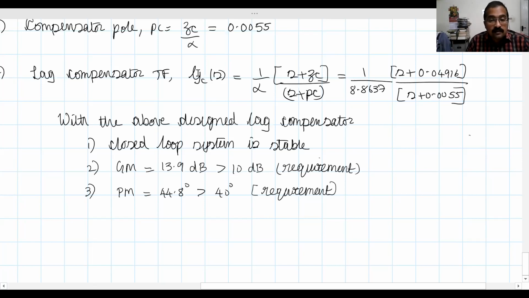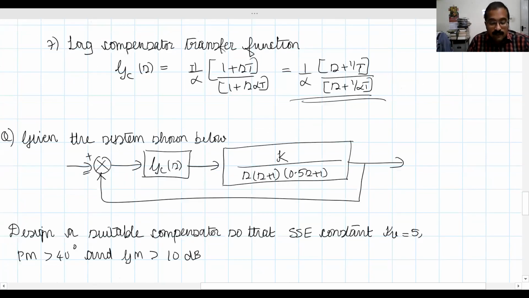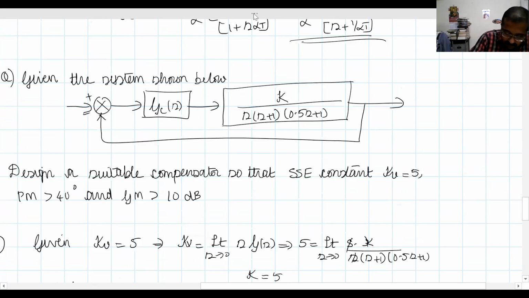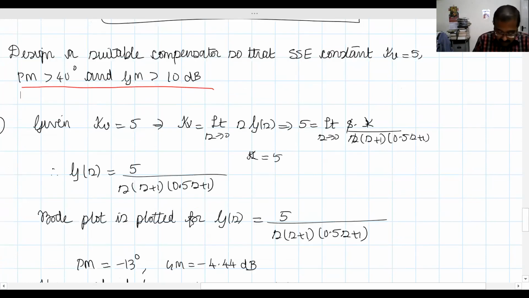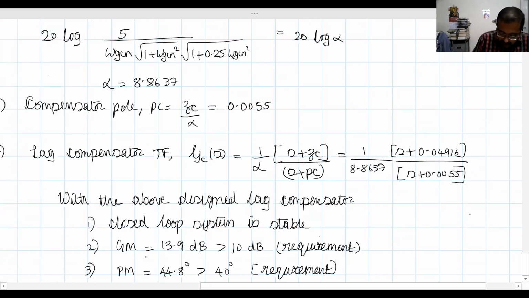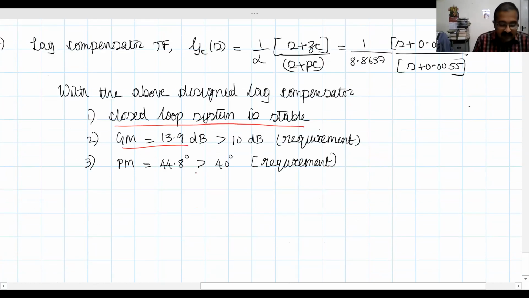Okay, see the question. Design a suitable compensator so that phase margin is greater than 40 and gain margin is greater than 10 dB, which we have met. The closed loop system is stable, gain margin is 13.9, which is greater than 10 dB, and phase margin is also equal to 44.8 degrees, which is greater than 40.